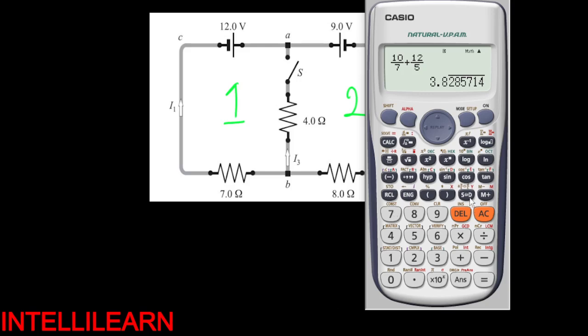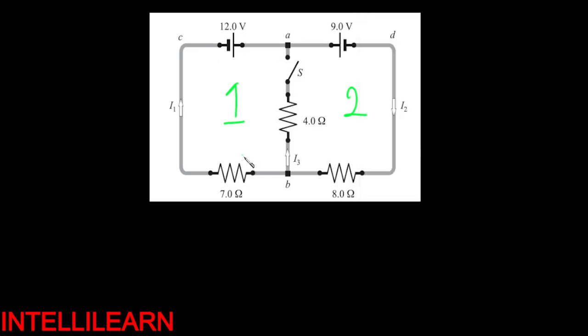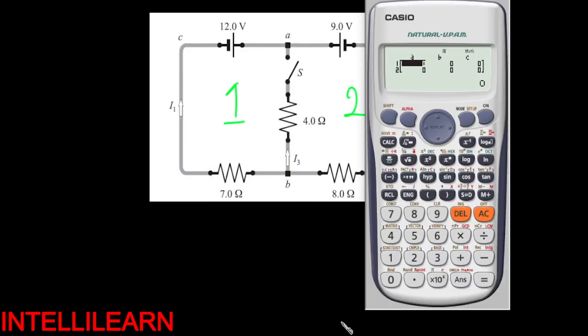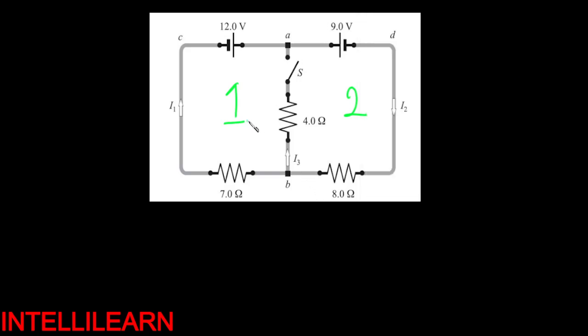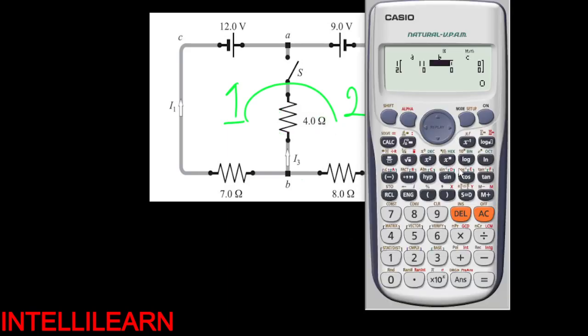So I will stay in loop 1, mode 5, 1. Stay in loop 1, all the resistors in loop 1, we have this 7 ohm and this 4 ohm. All of them are connected to this loop 1, right? So I will say 7 plus 4. And between 1 and 2, that's what? This 4. Now, if I want to enter any resistor in between, I will put a negative sign before I enter it.